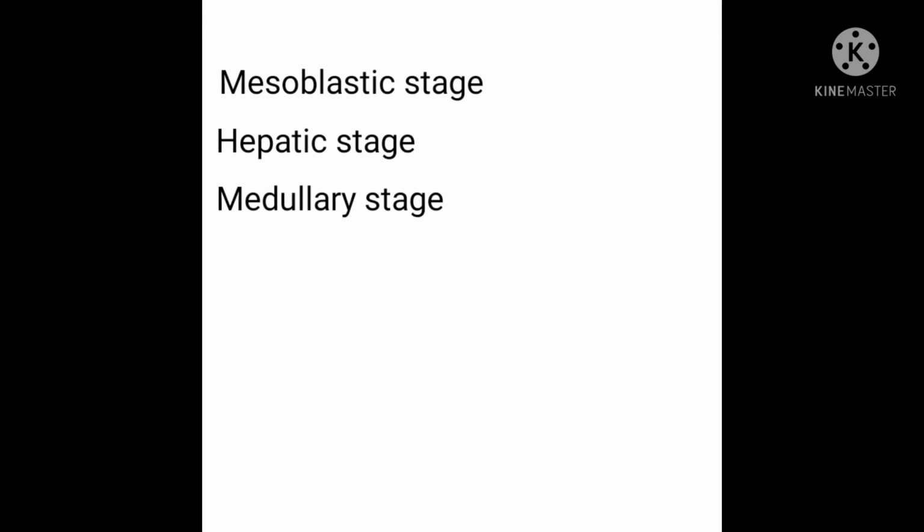Mesoblastic stage happens during the intrauterine life in the embryonic stage. It happens in the yolk sac and non-yolk sac region. Hepatic stage occurs during the second trimester of pregnancy. It takes place in the liver and spleen.